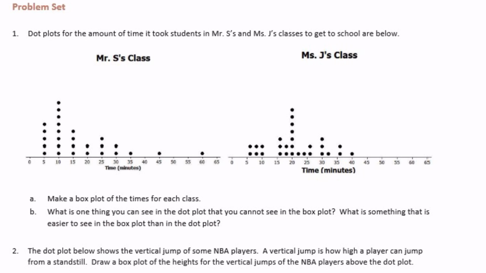All right, so what I'm going to do first is list, in order from least to greatest, all of the different times that it took everyone to get to school for Mr. S's class, and then I'm going to do the same thing for Miss J's class, so that we can go forward with finding the median and the different quartiles and minimum and maximum. I'll be back after I do that.